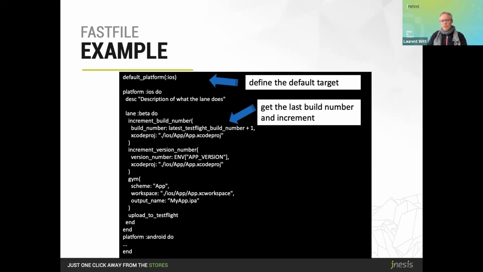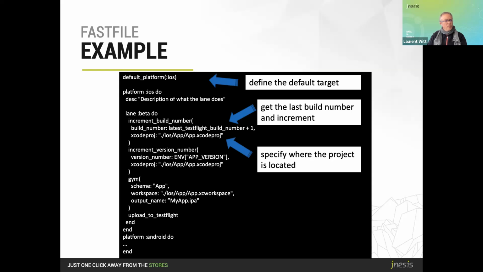After that, what we want to do is to give some instructions about the location of your project. So in our example, iOS/app/app.xcodeproj. As you may have noticed, we end with the build process. And in our example, we upload the result to TestFlight so that our users can beta test.